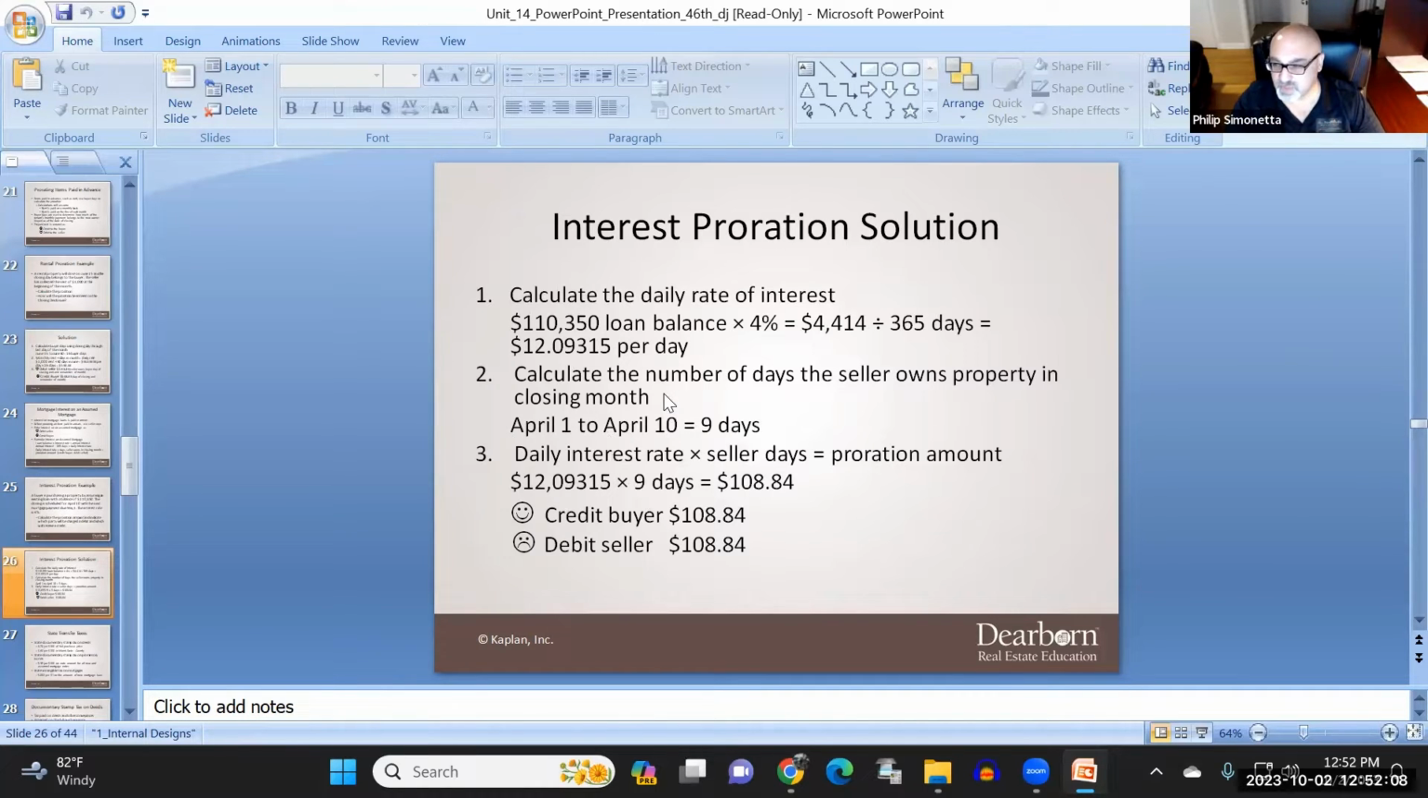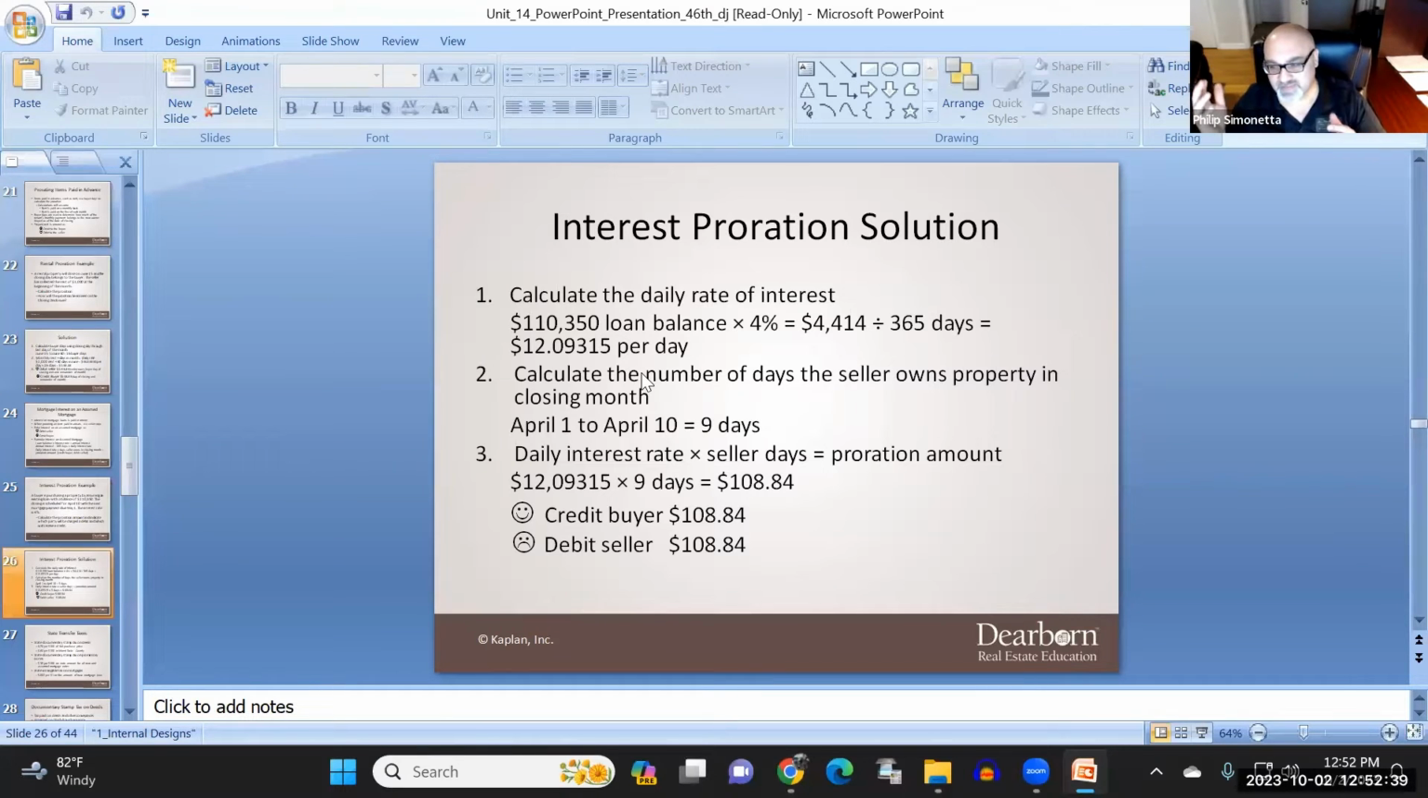So the 10th is the closing. The seller still lives there that day, so they got to pay the interest for that day. When a buyer's buying it, they're buying it that day. That money's going to belong to them. On an assumed mortgage, it's 9 days. So you have the first, the second, the third, the fourth, the fifth, the sixth, the seventh, the eighth, the ninth, the 10th. The 10th would have been 10 days, but because it's an assumed mortgage, it's seller days.